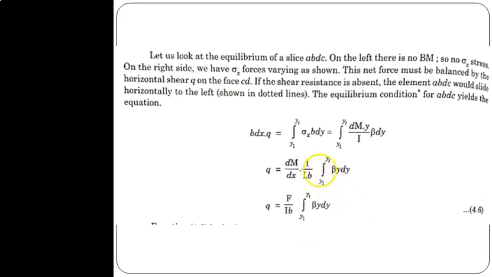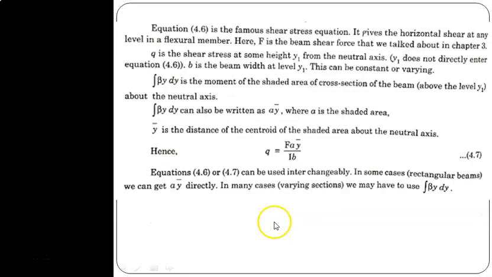Here, b y dy integrated is nothing but the moment of the shaded area of that particular section, the sheared portion. So this equation is the famous shear stress equation. It gives the horizontal shear at any level in any flexural member. Here V is the beam shear force that we talked about in chapter 3.